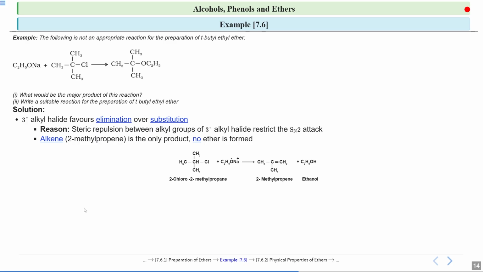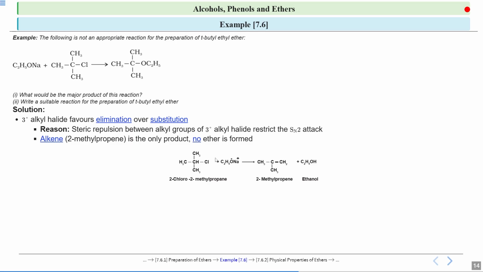If you look at this reaction, here there is a 3-degree alkyl halide. This is 2-chloro-2-methylpropane. If I select this as the longest carbon chain, then 1, 2, 3. On the second position, the chloro group is attached and a methyl group is attached. Since 3 carbon atoms are there, the root word is propane. So 2-chloro-2-methylpropane. And see here, this is your alkoxide ion.